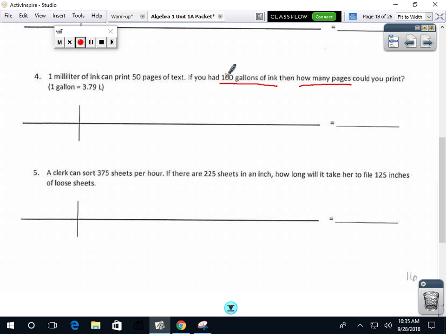Well, don't we kind of need to know how many milliliters of ink we have, since this is given to us in milliliters? Okay, so what do we start our conversion chain with? 100 gallons, though, because that's how much we have. Right? Right. Since we're in gallons, we now use the info that the question gave us. 1 gallon equals 3.79 liters.